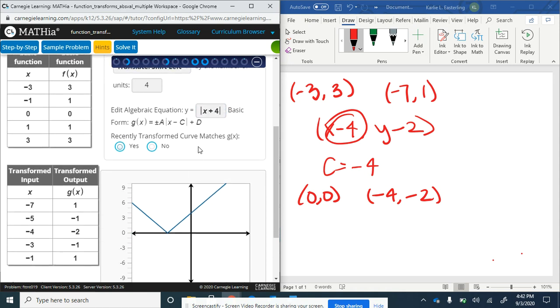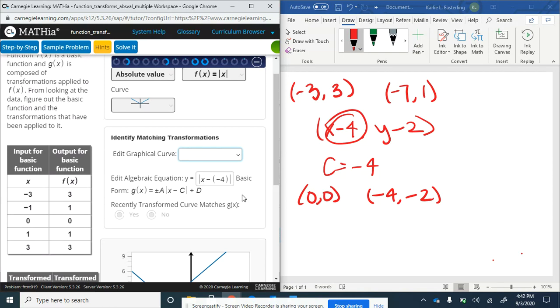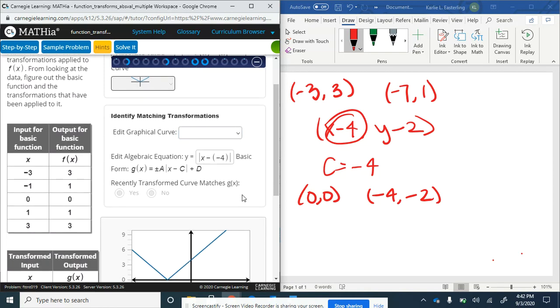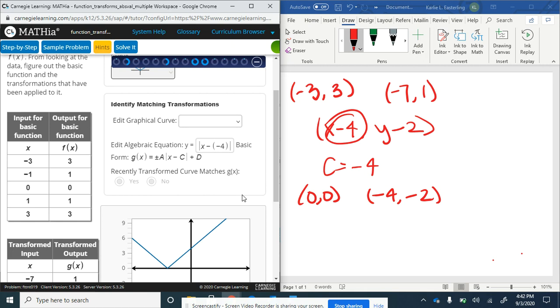And then you're going to want to scroll down here, and recently transformed curve matches g of x. And g of x is our entire transformed absolute value, which it does not, because we were also supposed to move down too. So we are going to want to click no. And then it takes us kind of back to the same screen again. At this point, it still has that -4 inside our algebraic equation right here. So it knows that we have already recognized that we're moving that left 4. But now we got to address that down too.